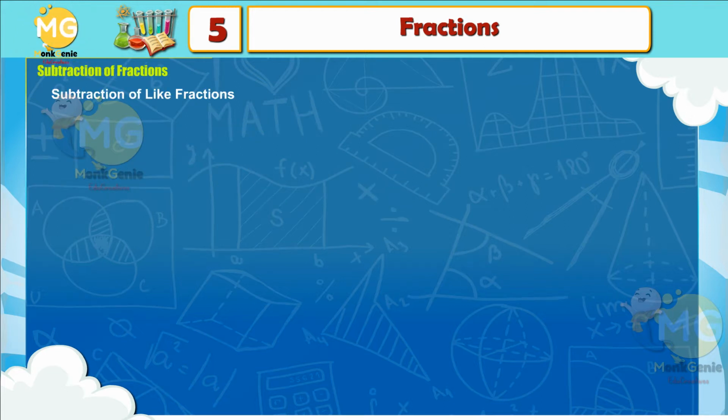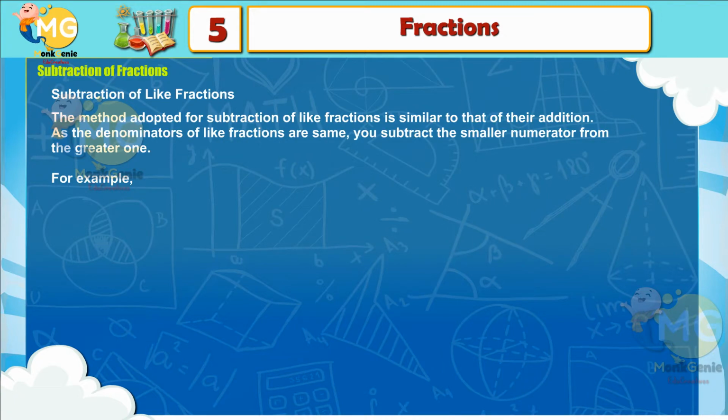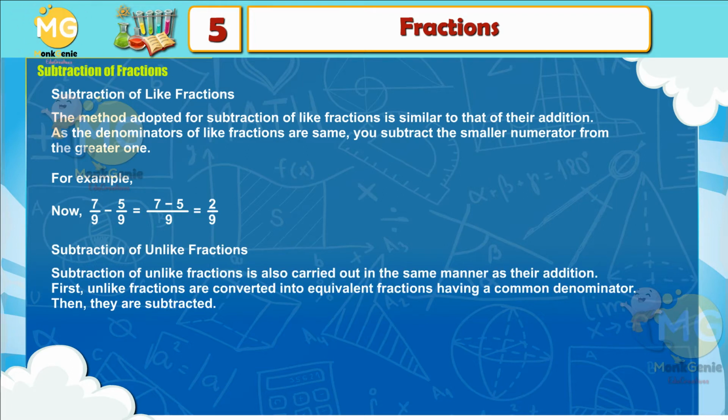Subtraction of fractions. Subtraction of like fractions. The method adopted for subtraction of like fractions is similar to that of their addition. As the denominators of like fractions are same, you subtract the smaller numerator from the greater one. For example, 7 upon 9 minus 5 upon 9 equal to 7 minus 5 upon 9 equal to 2 upon 9.